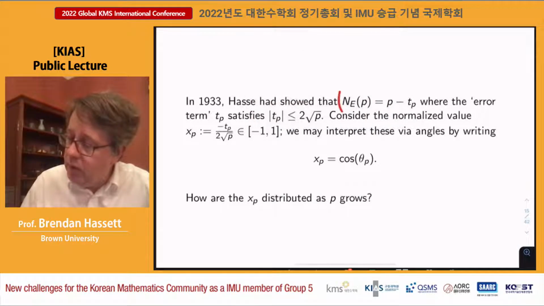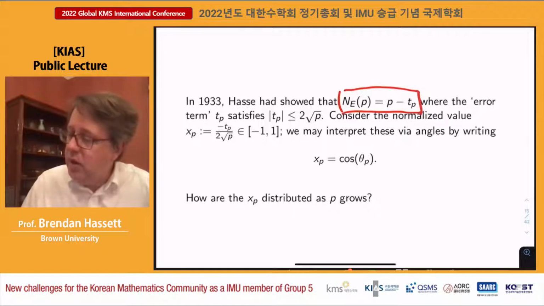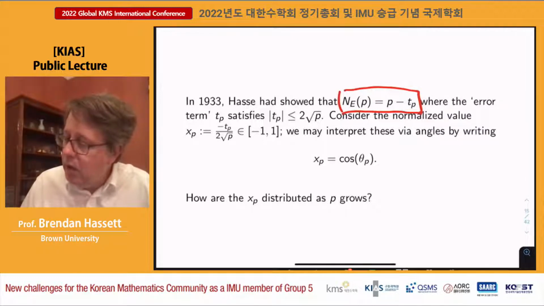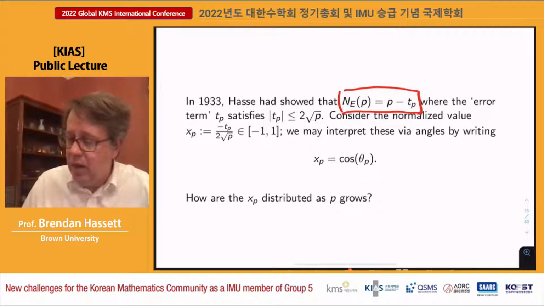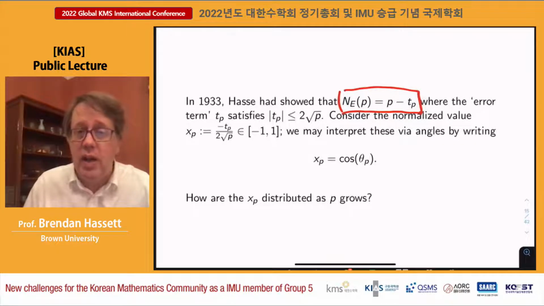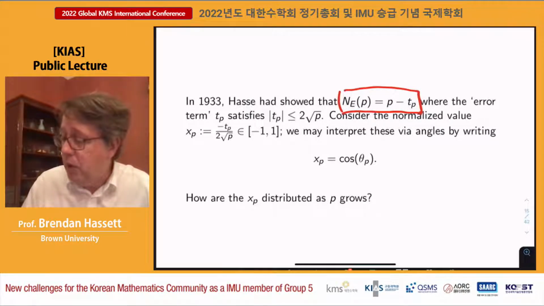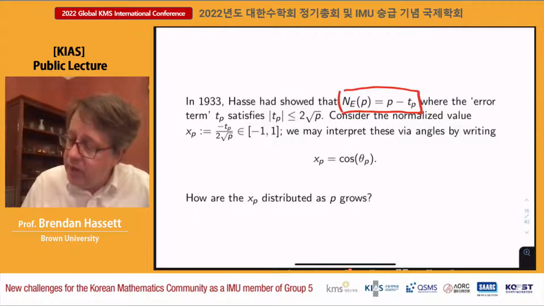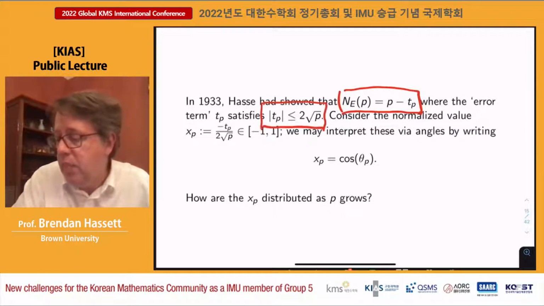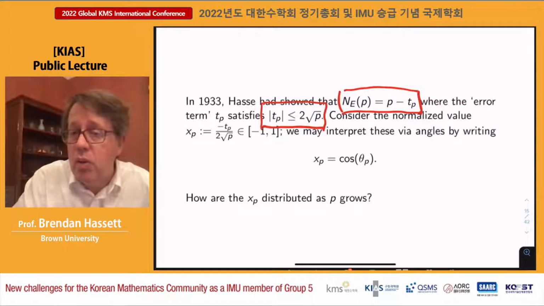Thirty years earlier, Helmut Hasse in Germany had shown that there's actually a structural formula for the number of solutions. The first approximation is that the number of solutions is equal to p, the prime. But then there's an error term t of p that shows how far you are from the leading term. And the key observation that he made is that you can quantify this error term. It is bounded in absolute value by 2 times the square root of p.